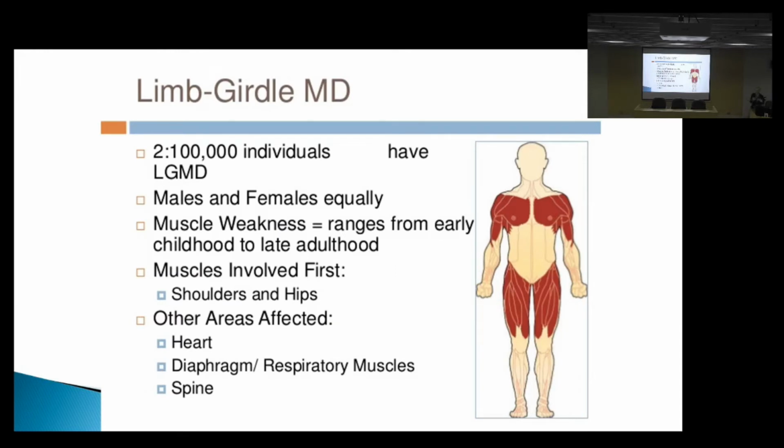Limb-girdle is the one quite frequent, 2 in 100,000 individuals, but these are dry statistics in the books. The incidence varies in different regions of the world. It affects males and females equally. The muscle weakness ranges from childhood to late adulthood. Generally, the diagnosis is made around the age of 20-25, but you can have patients who are diagnosed early or patients who are diagnosed later, at the age of 40. The muscles involved first are the shoulders and the hips, and other affected areas can be the heart, the diaphragm, and the spine.